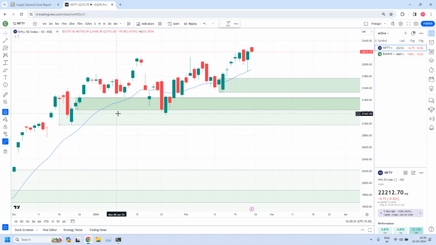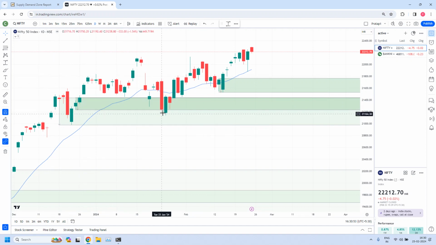Because there are people who trade only using traps. They will not take any other trades. I have seen some traders. They always use only traps. In the remaining zones, they never trade. They trust only the traps. For such kind of people, these pierced zones will be helpful.